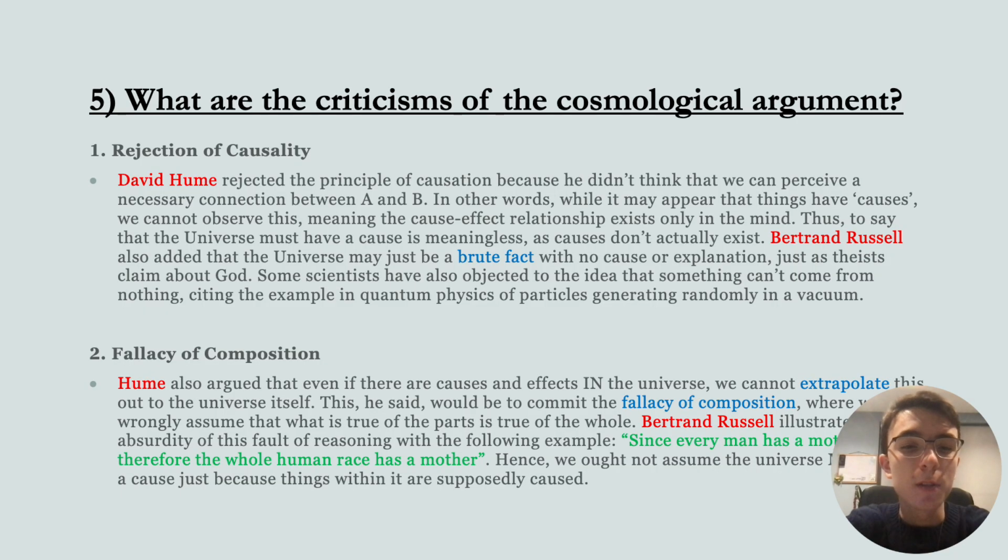So the example he gives of the fallacy of composition is this: since every man has a mother, therefore the whole human race has a mother. That's absurd, right? So just because there are causes and effects perhaps within the universe doesn't mean that the universe itself has a cause. That's the fallacy of composition for some.